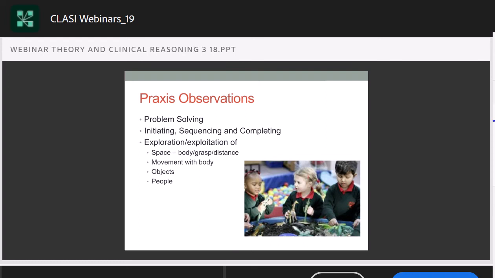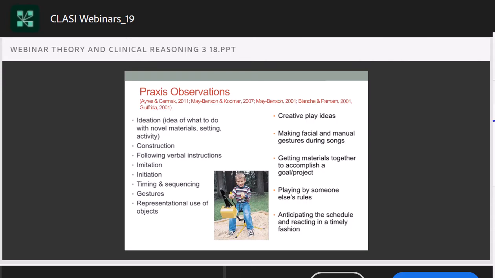Okay, so the kinds of things that we're looking for in praxis is the child's ability, or the adult's ability, to problem solve, to initiate, sequence, and complete tasks, to explore or exploit things, their body, space, objects, and know what to do with that. Okay, if we further look at detailed information about praxis, I'm not going to go through all of these things, but I put some of the resources, the current and I think really good resources for you to look at praxis more thoroughly, that gives us a deeper understanding of this.